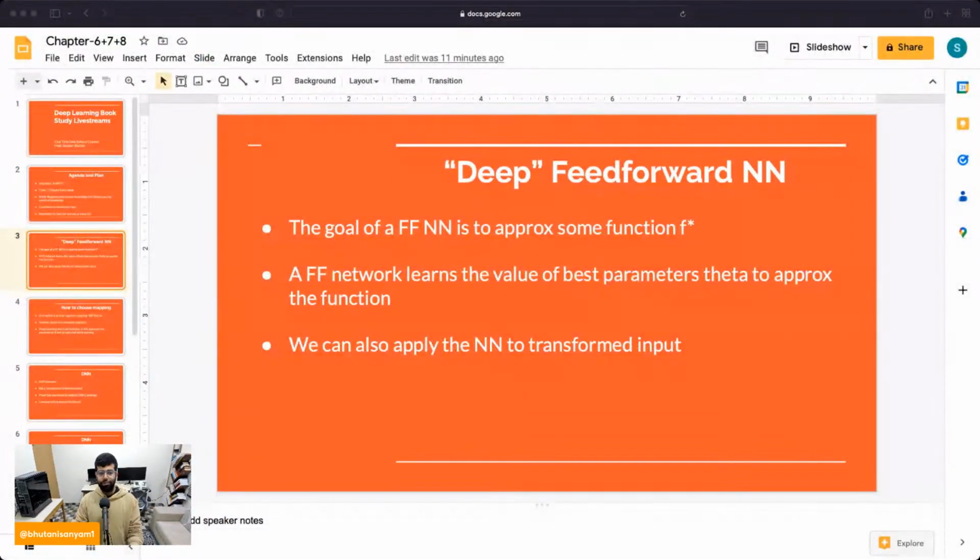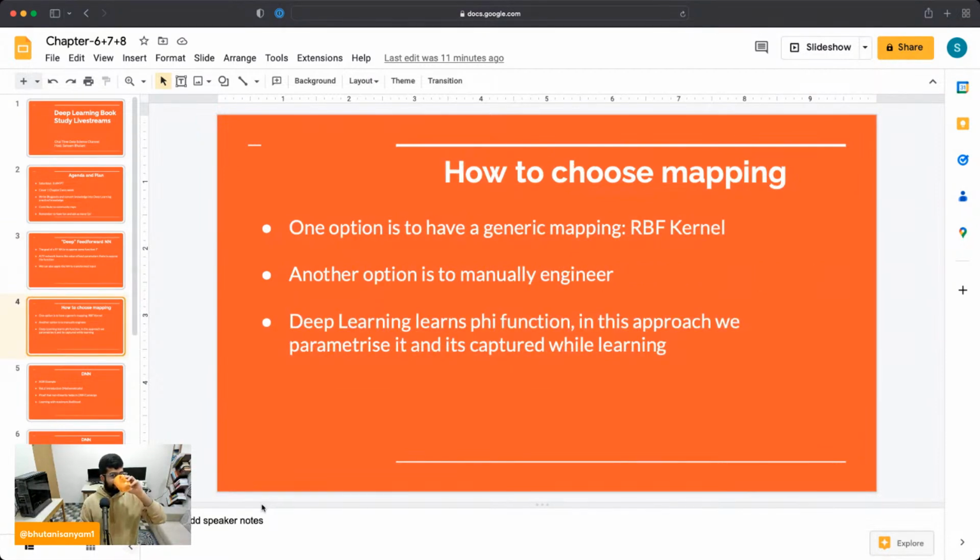But you can just assume that we can also apply this to a transformed input. So that's another discussion that happens. How to choose this mapping, and the mapping is referring to how do you transform this data. So they say one option is to have a generic mapping like an RBF kernel. Another one is to manually engineer this. And the authors claim that this was the pre-deep learning method.